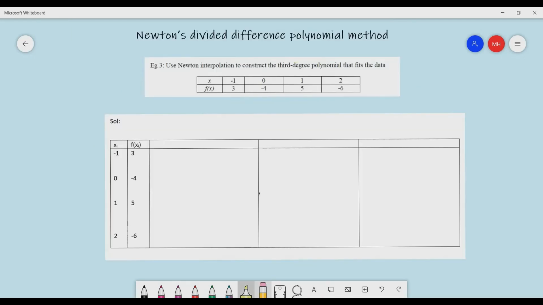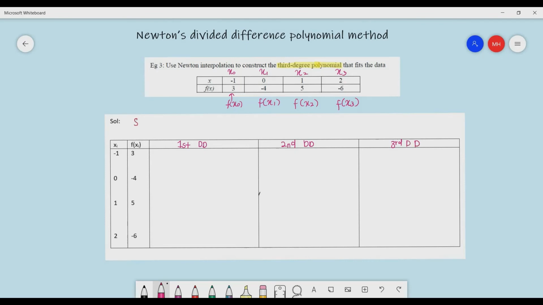Now, still on the Newton divided difference, but this time on the third order. So for the third order, we have at least 4 points. So let's identify these points. We have x0, x1, x2, and x3, and this one is f(x0), f(x1), f(x2), and f(x3). Since we have third order, it means that we have the first divided difference, the second divided difference, and the third divided difference.